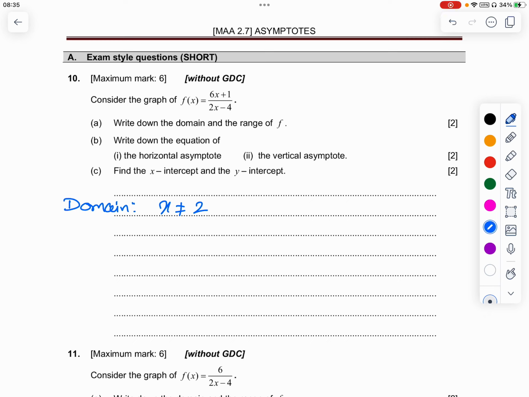Now range. For range, my horizontal asymptote will be the answer. So the horizontal asymptote was y equals 3. So y is not equal to 3 is going to be the range. For the range, the horizontal asymptote gives you a clear idea.